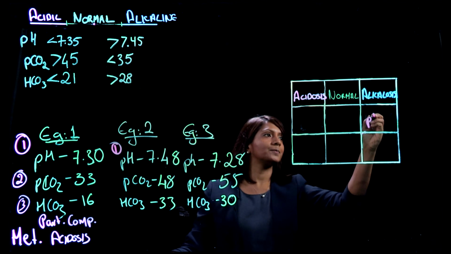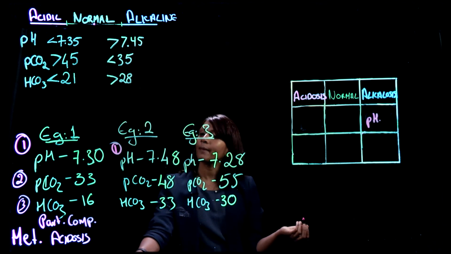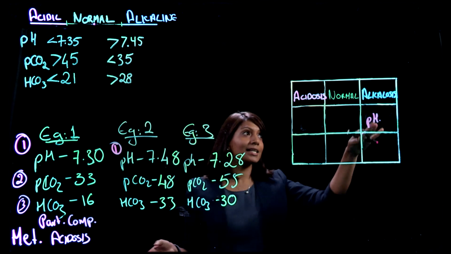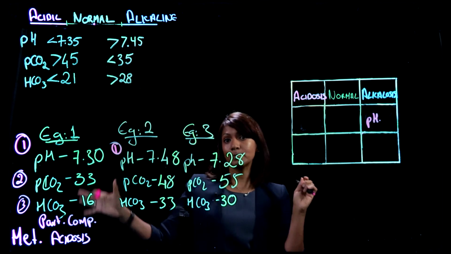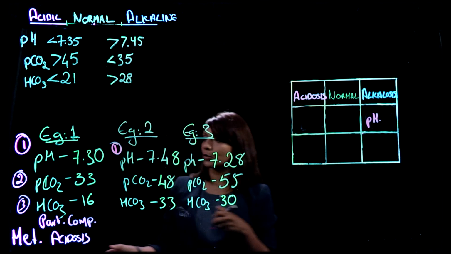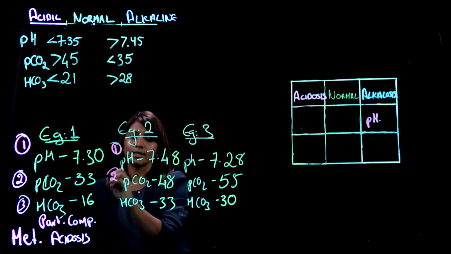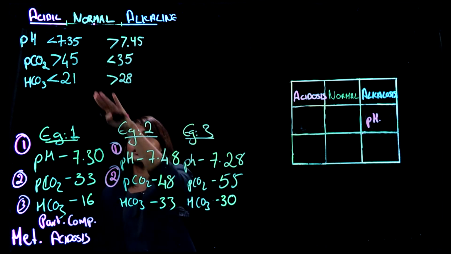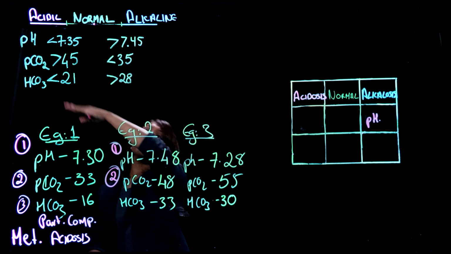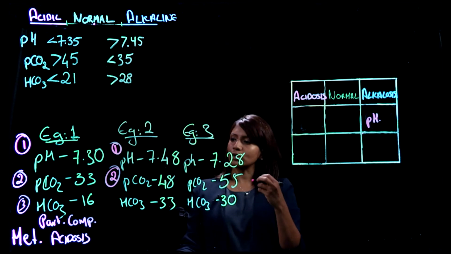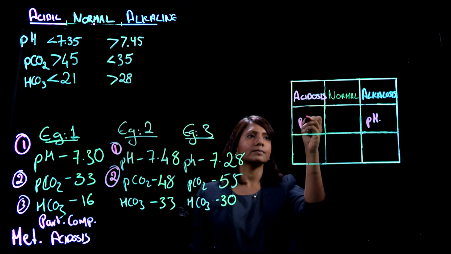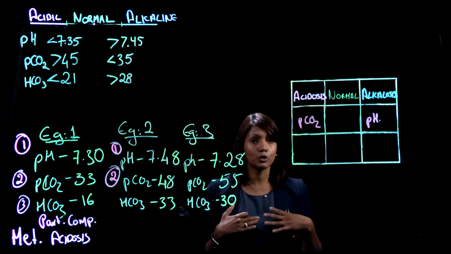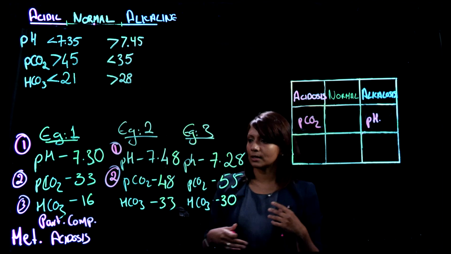So pH is alkaline. Now, we've got to figure out, like always, what is creating that alkalosis. Is it the respiratory component or is it a metabolic component? So let's look at the PCO2 first. So PCO2 is 48. 48 is greater than 45. Therefore, the PCO2 is actually acidic. Greater than 45, acidic. So remember, the more CO2 in our bloodstream, the more acidic the blood is.